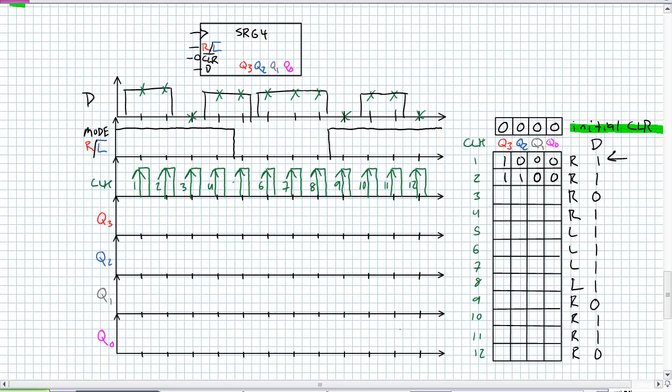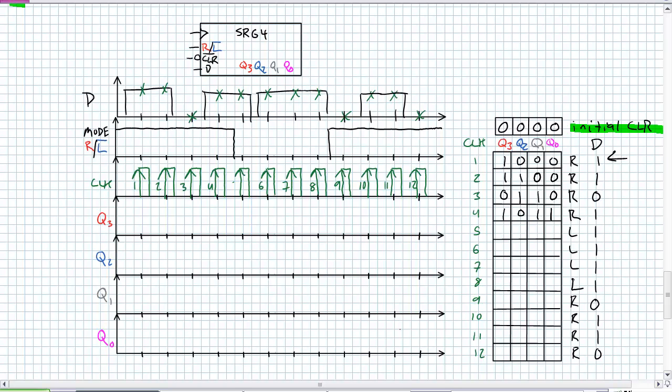We're in right mode again. 1 goes there, 1 goes there, 0 goes there. 0 in Q0 is kicked out. What is kicked in? A 0. Again, we are still in right mode. 0, 1, 1. The last 0 is kicked out. What is being shifted in? 1. And now we're in shift left mode.